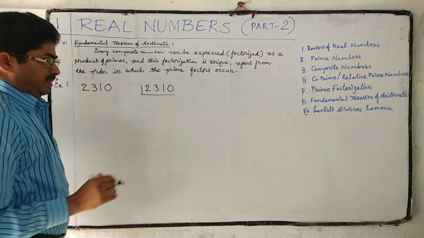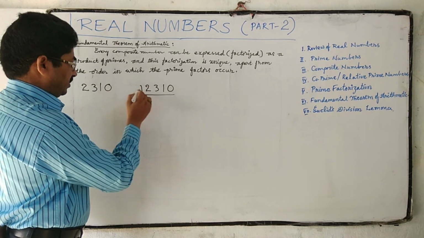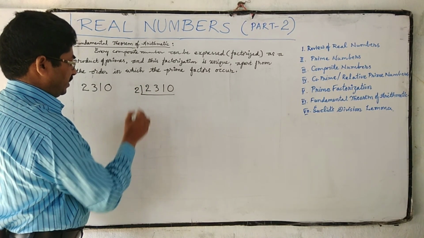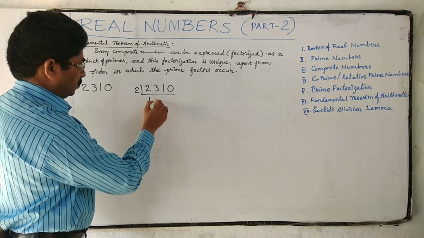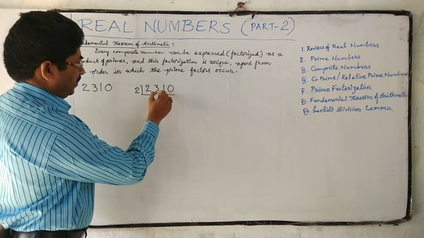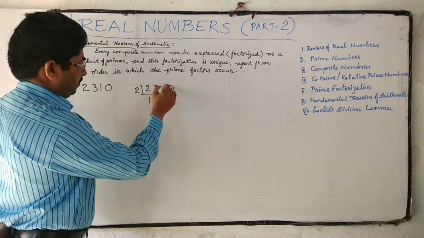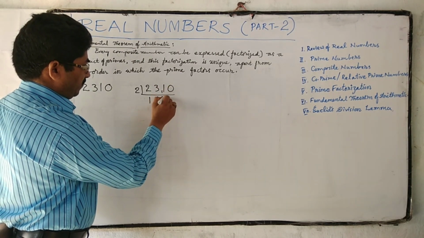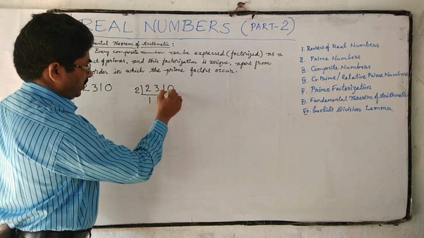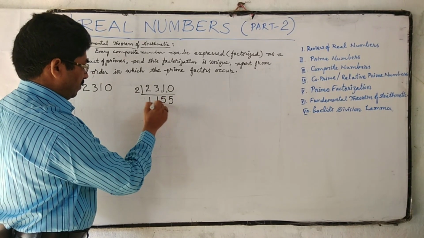It is an even number, so exactly divisible by 2. That's why I take 2. 2 ones are 2, 2 ones are 2, 1 remainder, here 11, 2 5s are 10, 1 remainder, here 10, 2 5s are 10.